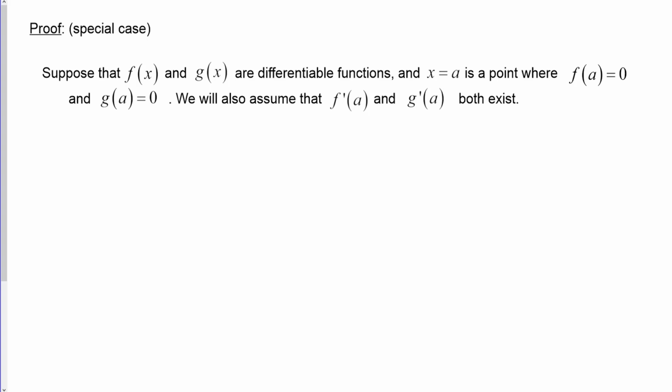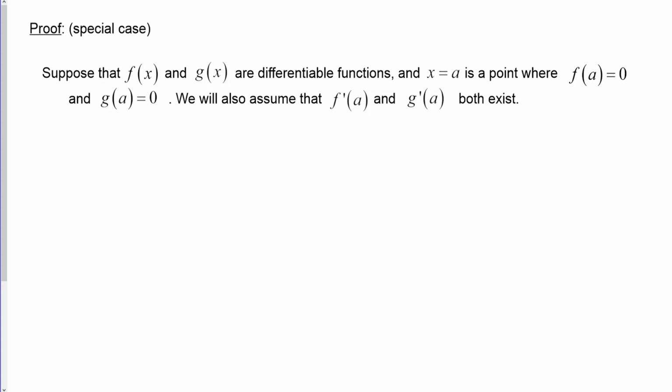To begin, we need to set up a couple of functions. So we'll suppose that f of x and g of x are differentiable functions, and x equals a is a particular point on their interval where f of a is 0 and g of a is 0. We'll assume that f prime of a and g prime of a both exist.